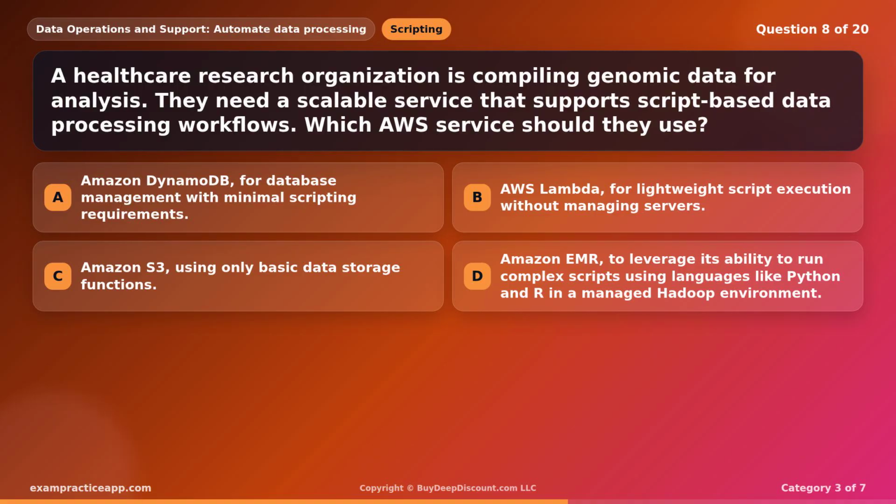Explanation. Amazon EMR is the best service for the healthcare research organization to run complex scripts using programming languages like Python and R, which are commonly used in data analysis. EMR's managed Hadoop framework allows for scalable and efficient processing of large genomic datasets, supporting the execution of advanced analytical scripts.